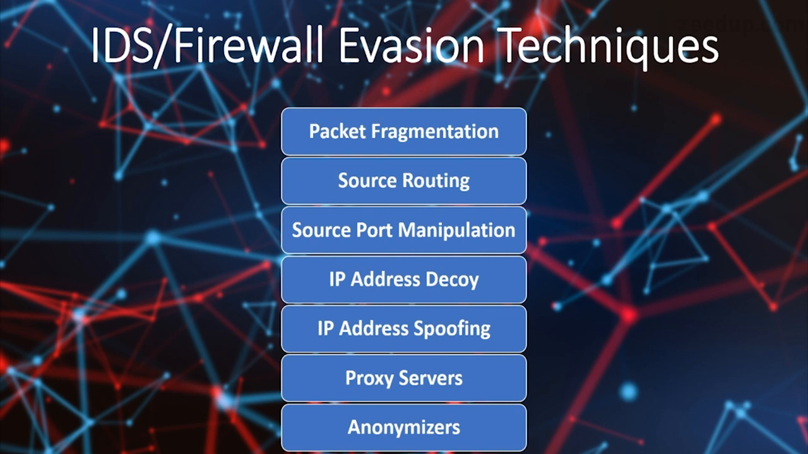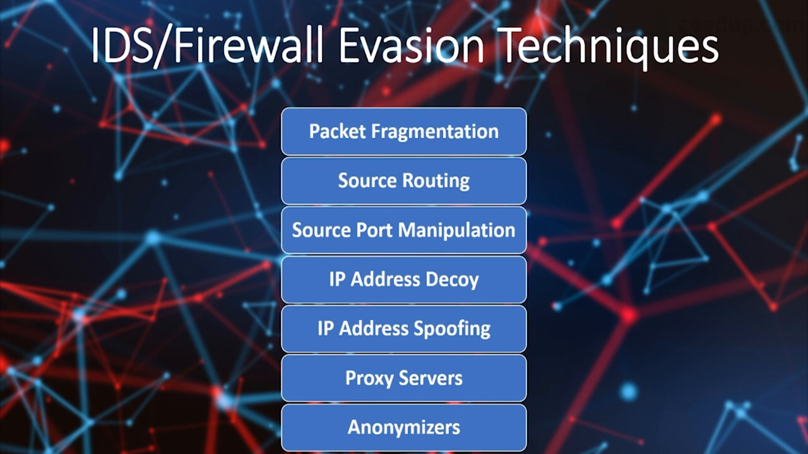Source routing is changing the IP address of the source, so that it will not be detected. Then we have source port manipulation. We can also change the ports. For example, if the firewall is blocking port 5000, we will just change the port and then perform the scan. Next is IP address decoy. IP address decoy means if the target system is blocking our IP, we can use multiple other IPs to perform the scan. It will scan with each IP that we provide.